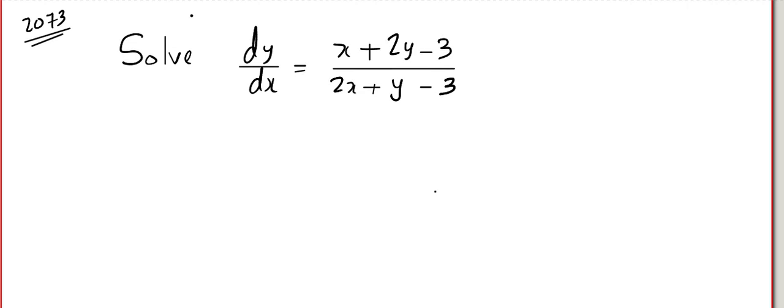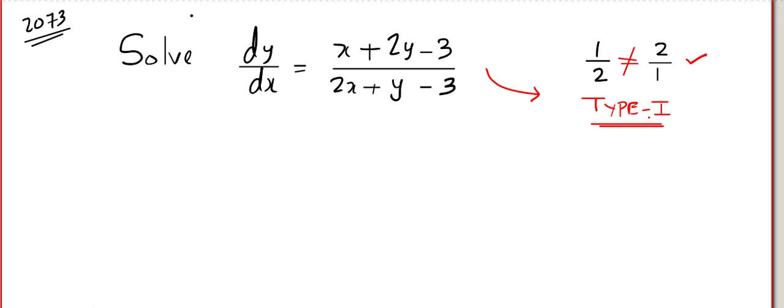Okay, so what we do is, first of all, we take the coefficients. 1 divided by 2, 2 divided by 1. Now you tell me, are they equal or not equal? If it is not equal, like in this example, we will call this differential equation for our reference type 1. I am giving it a reference so that it will be a little bit easy for you to study.